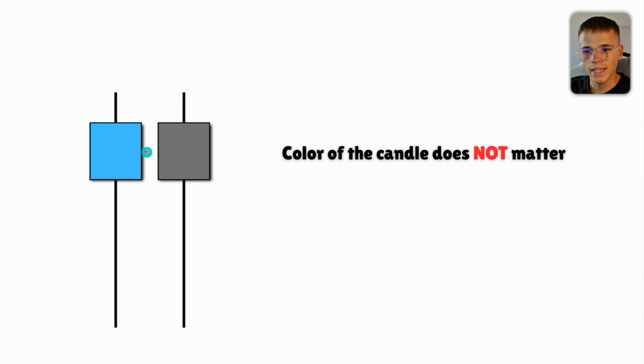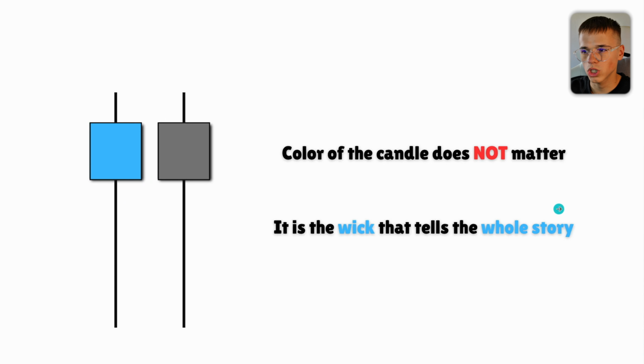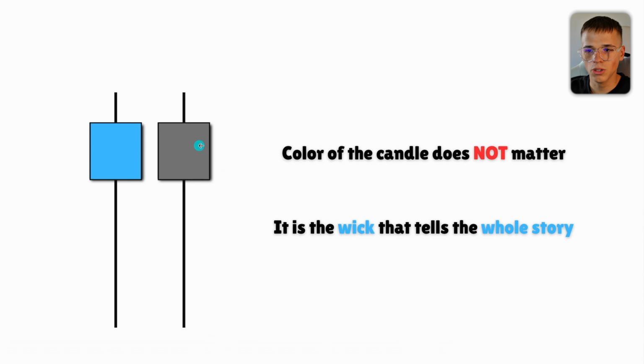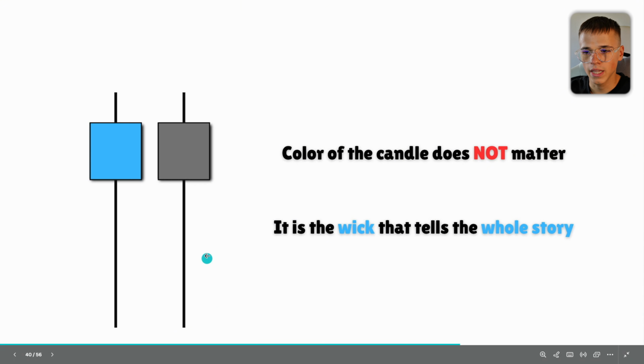And one important thing: the color of the candle does not matter on the rejection candle. Why is that? Because the wicks tell the whole story. You can basically see that if we wick to the downside, we know that here buyers kicked in and pushed the price all the way up here. It does not matter which color it is, because price was right here, pushed all the way to the downside and basically came back right here, which is always going to be bullish.